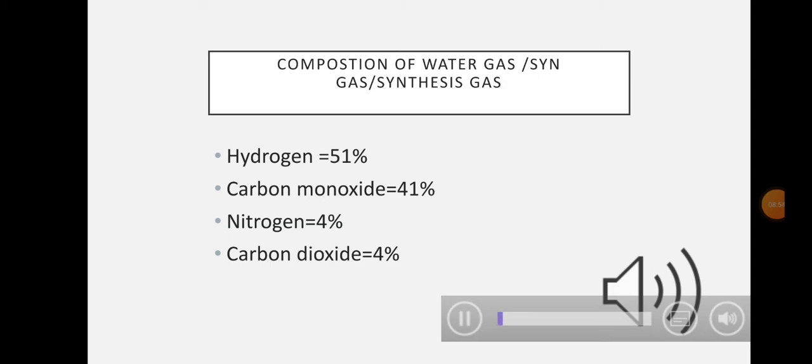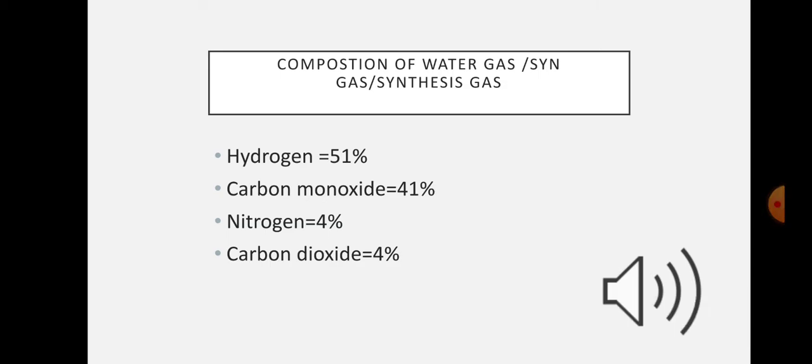Next is the composition of water gas. Water gas is also called syngas or synthesis gas. What it consists of: hydrogen is 51%, carbon monoxide 41%, nitrogen 4%, and carbon dioxide is 4%. And this is the composition of syngas or synthesis gas. It is also called a water gas.